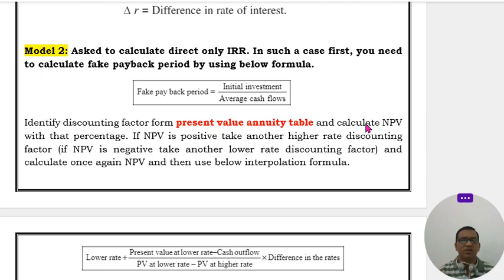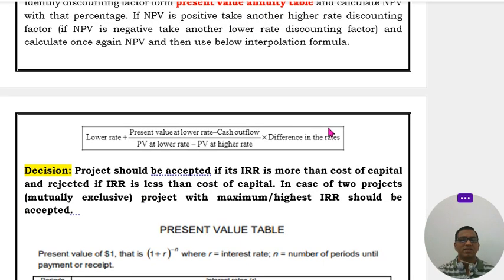So now I am going to show you practical problem solving using these three methods of discounted cash flow methods, time adjusted methods, modern methods: NPV, net present value method, PI, profitability index method, and IRR, internal rate of return method. Let us take an example here.